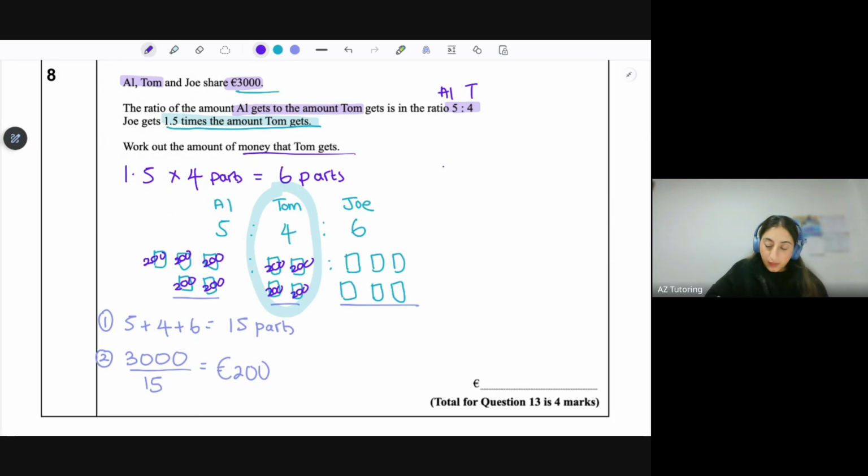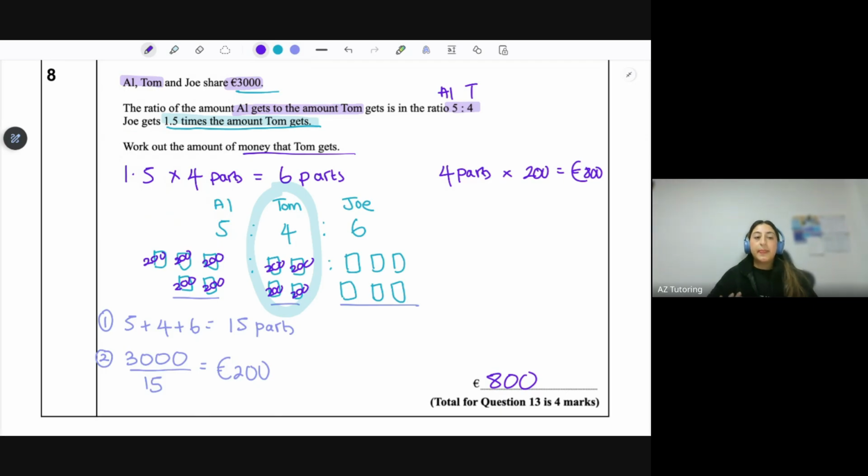So we're going to do 4 parts times that 200, which is €800. 4 times 2 is 8, and then add 2 zeros, 800. So you can see Tom gets 800. If they ask about Joe, Joe is just going to be 200 times 6 parts. If they ask about Al, 200 times 5. So it's the same sort of concept.